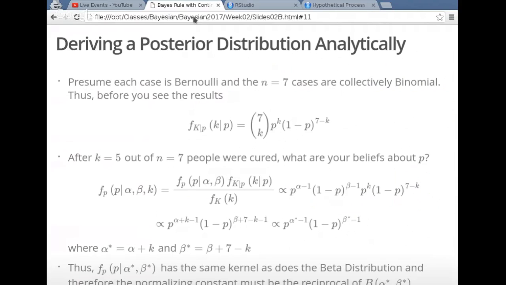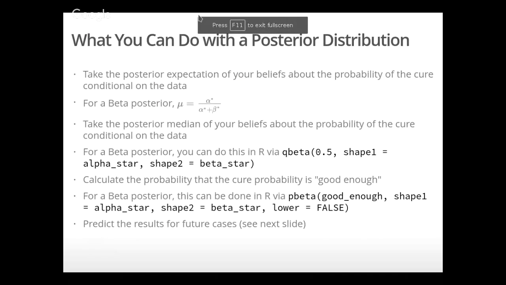Okay, so there was a question up here. Now what do I do with it, now that I have a posterior distribution that describes my beliefs about the probability of a cure given the data I've observed, whether it's monkeys and people all together? You can take the expectation of that random variable of your posterior beliefs. For a beta distribution, the expectation is equal to alpha star divided by alpha star plus beta star. If you do the integral, it's on Wikipedia. That's the expression for the expectation of a beta random variable that has shape parameters alpha star and beta star.